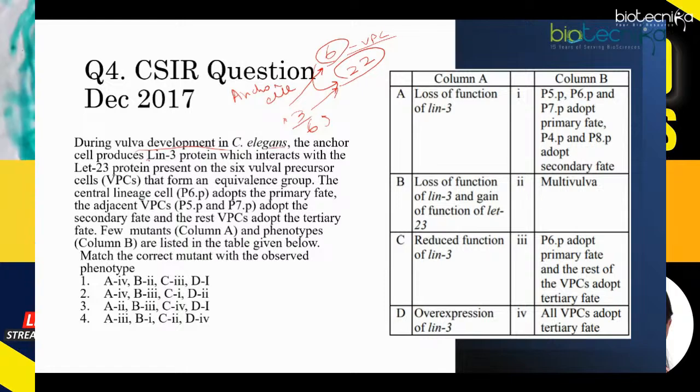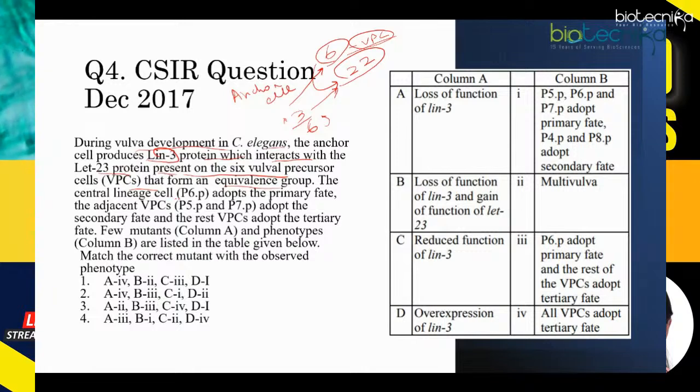The anchor cell produces the lin3 protein during vulva development, which interacts with the let23 protein present on the 6 VPCs that form an equivalence group. So these are all equivalents. Why are they called equivalents? Because any of them can produce the vulva. It doesn't produce all of them, but at least they have the capacity to produce.